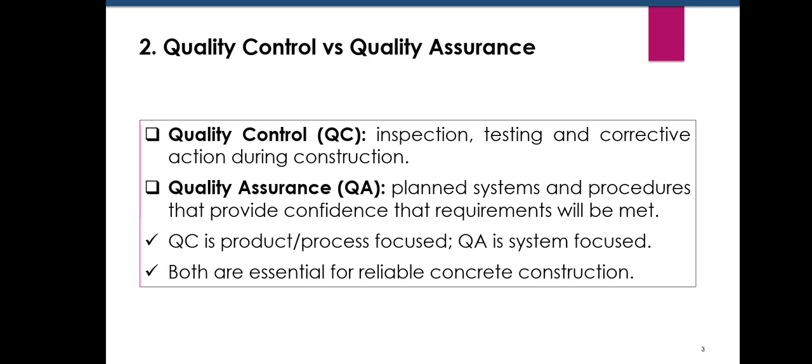Quality assurance or QA is different. It consists of planned systems and procedures that give confidence that the specified requirements will be achieved. Therefore, QC is mainly product and process focused, while QA is system focused. Both are necessary for reliable concrete construction.